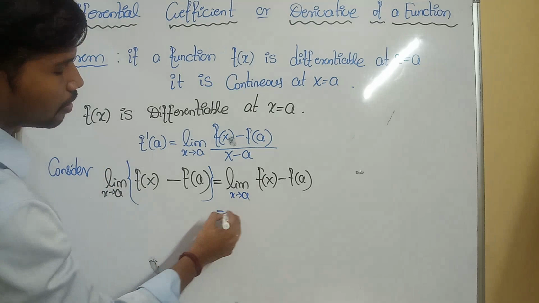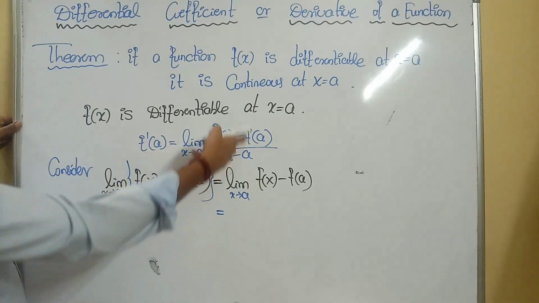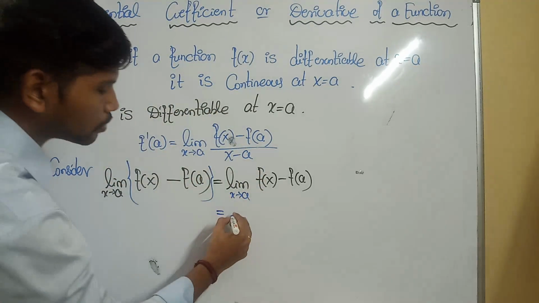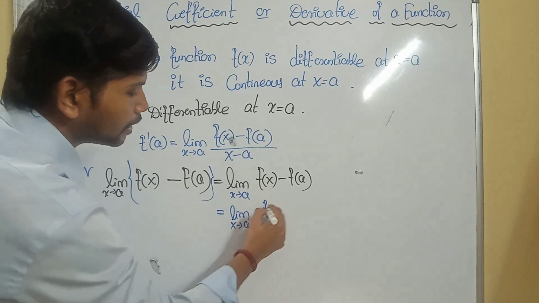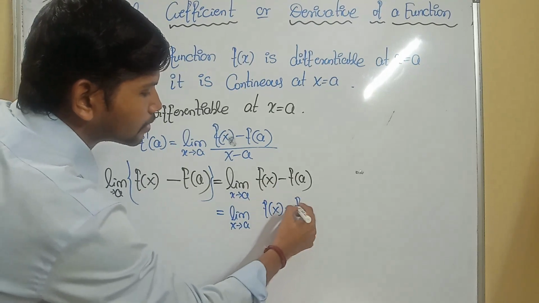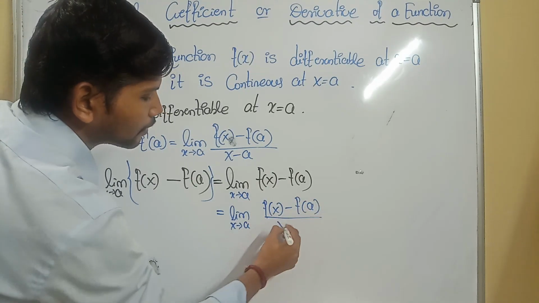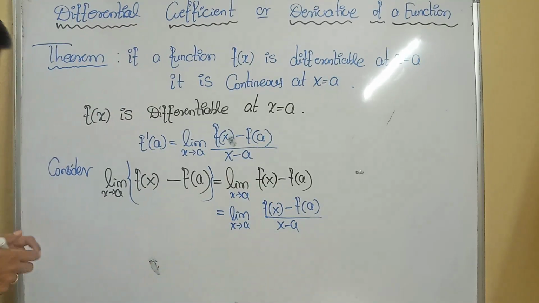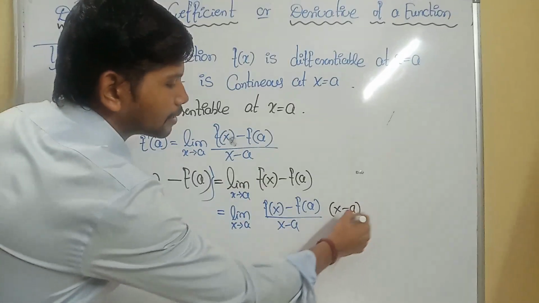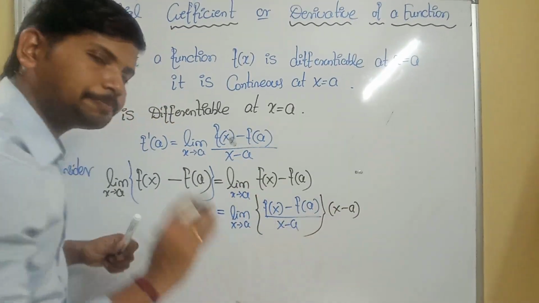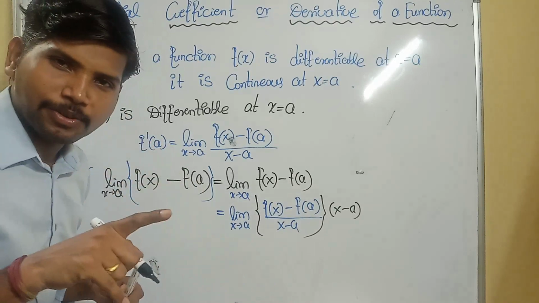Now I'd like to define, to get the derivative of a function, what I need to do with this equation: limit as x tending to a, let it be f of x minus f of a divided by x minus a. Now I divided by x minus a extra, that's why I'm multiplying by x minus a. Getting my point clearly? Now what is the limit rule?